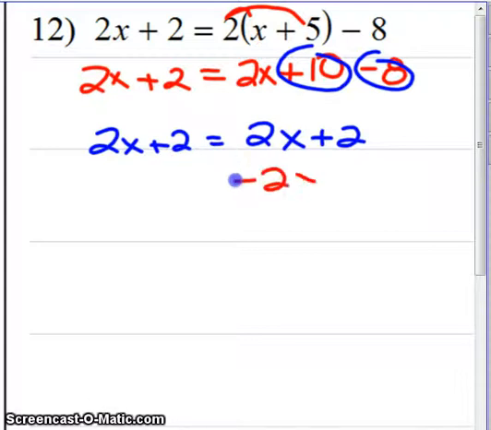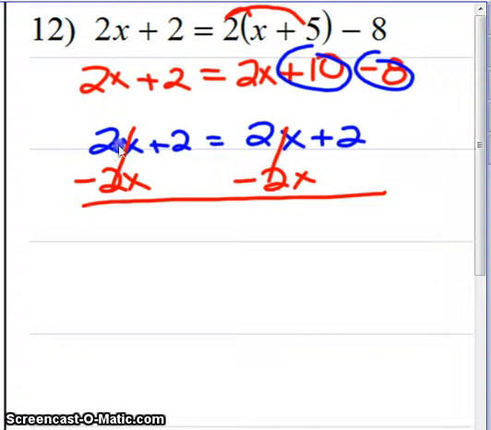So if I attempt to combine our terms, move the 2x to combine with the 2x over here, you'll notice that each x cancels out, leaving me with just 2 equals 2. Well, 2 equals 2, that's true.